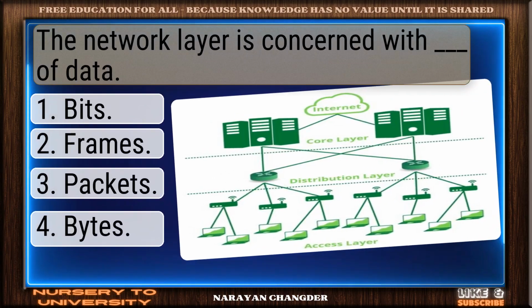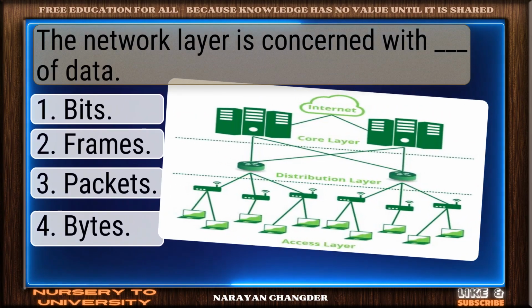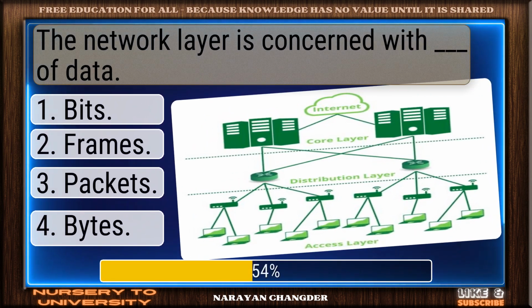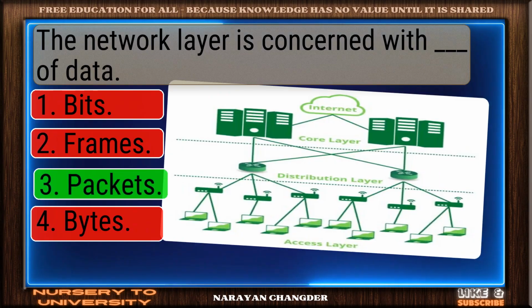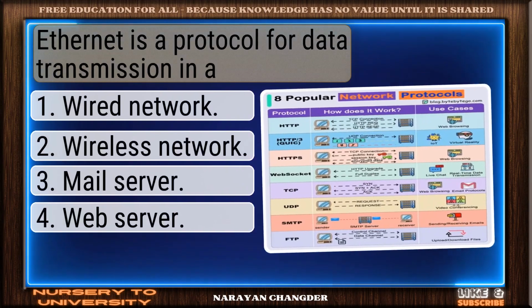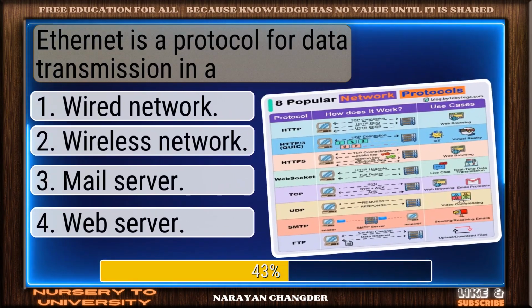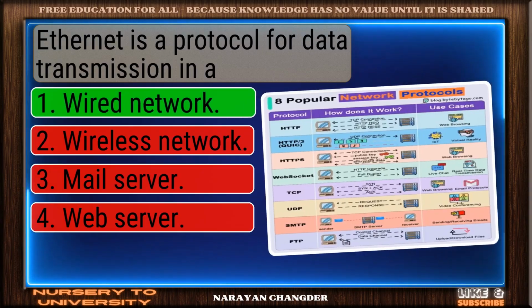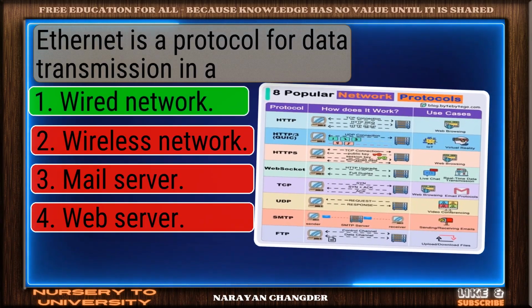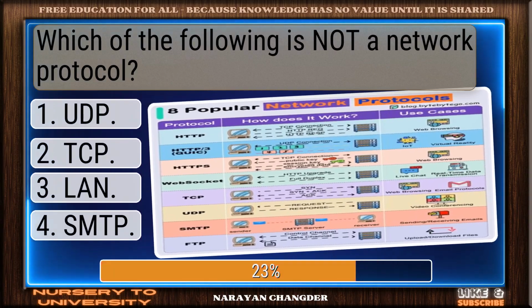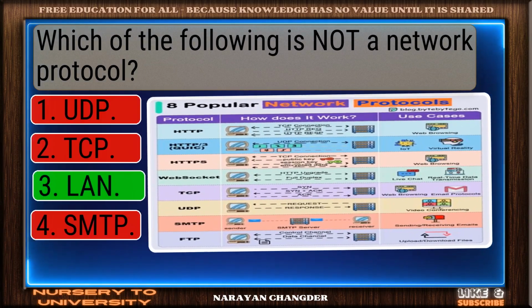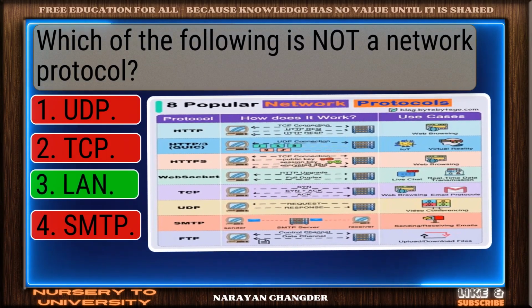The network layer is concerned with dash of data. Well done. Packets is right. Ethernet is a protocol for data transmission in a. Smart pick. Wired network is correct. Which of the following is not a network protocol? Perfect. LAN is the one.